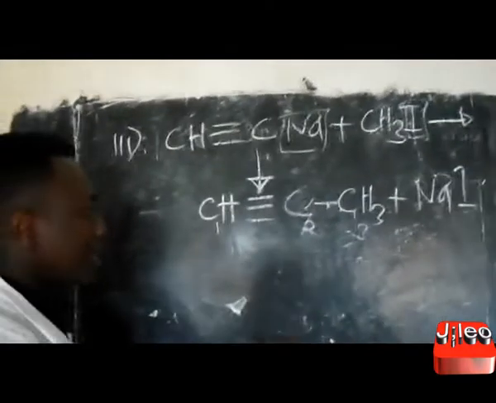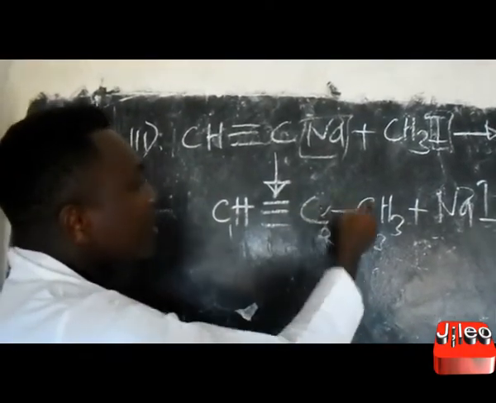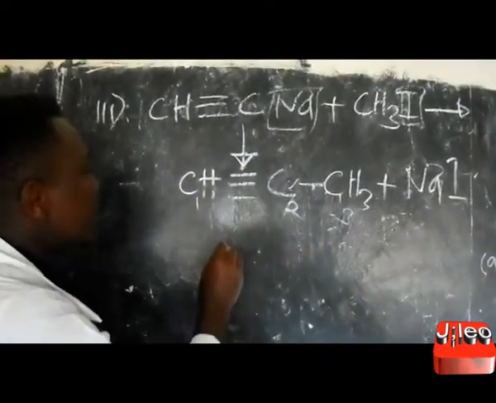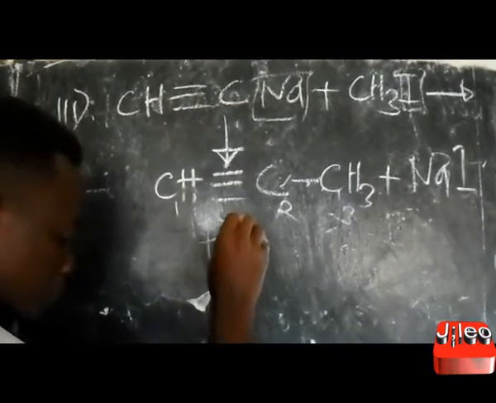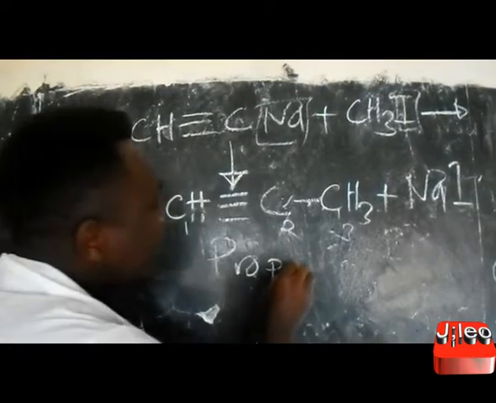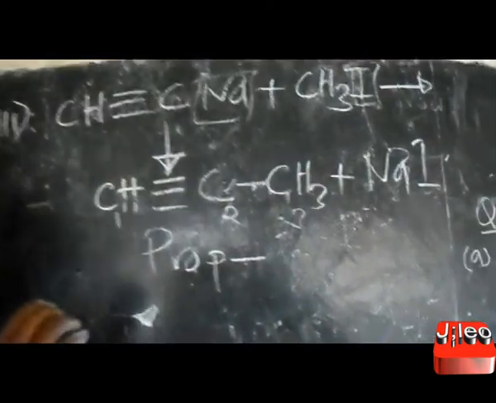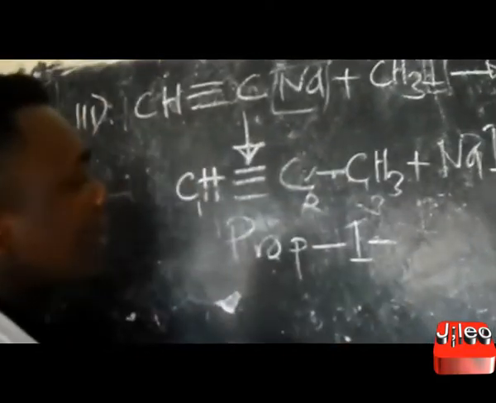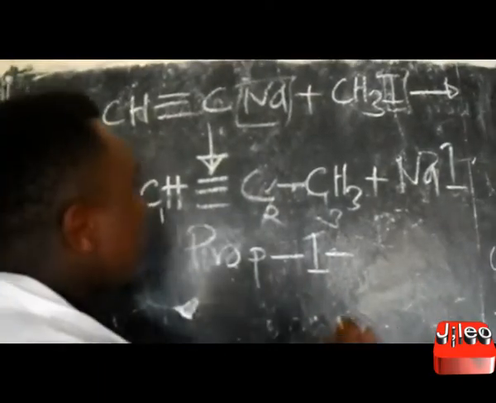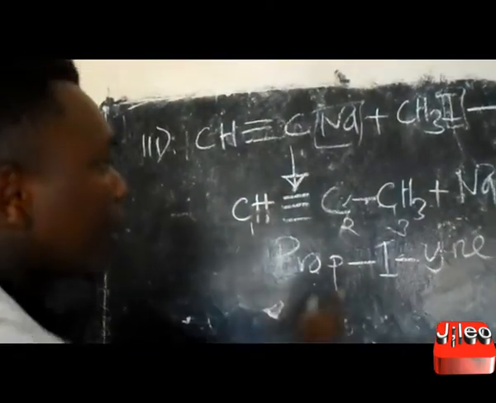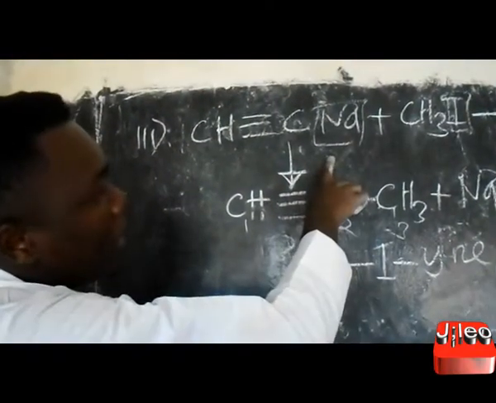So the longest chain is what? The longest chain is 1, 2, 3, so we shall say it is prop. Of course it is prop. Then a hyphen. Then coming to the position of the functional group, which is on the first carbon, so we shall write 1, hyphen. Then the suffix yne. The suffix yne. Now this is the nomenclature of this compound, our product.